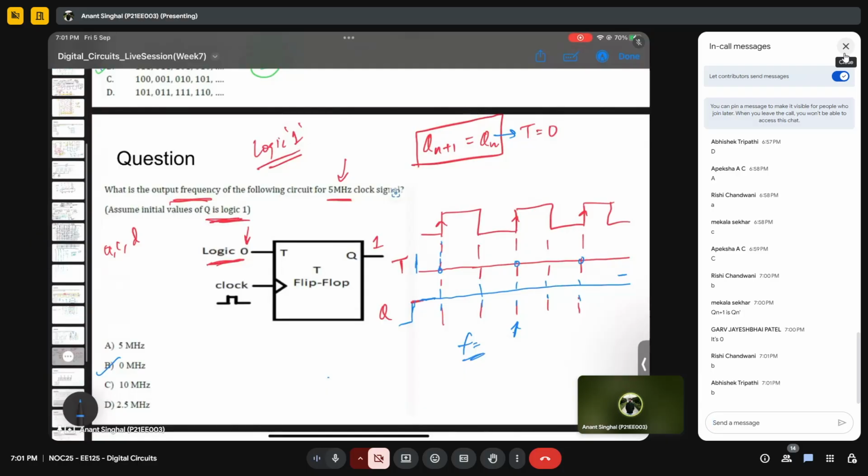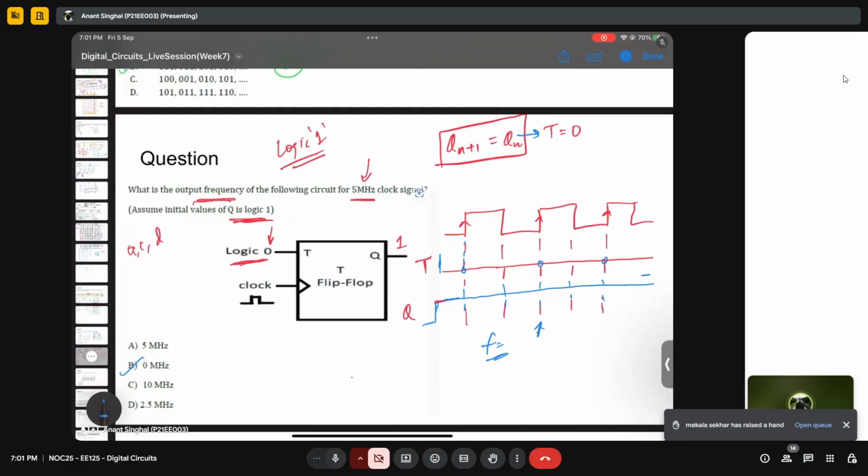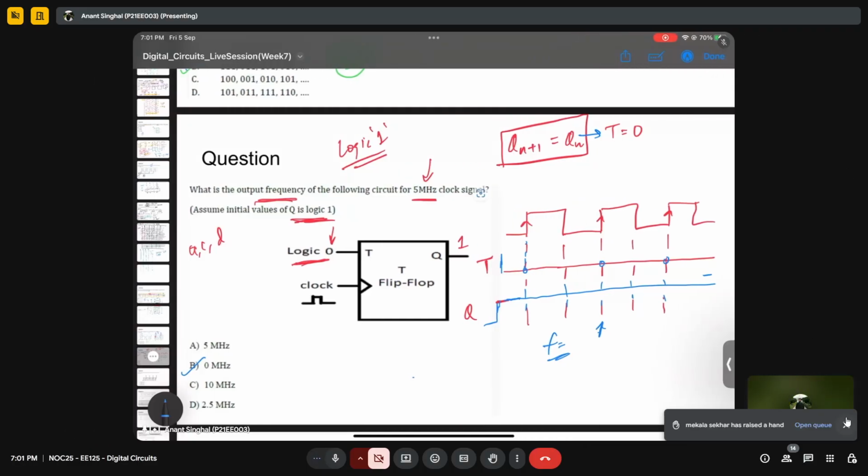So let's move to the next problem now. Yes, is there any doubt? Whosoever raised their hand, is there any doubt? Yeah, Nikala.